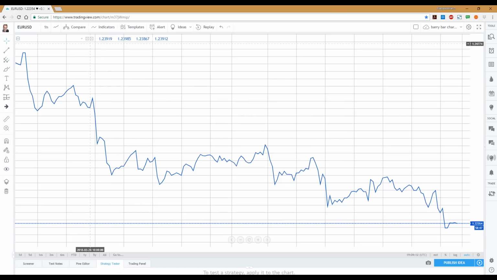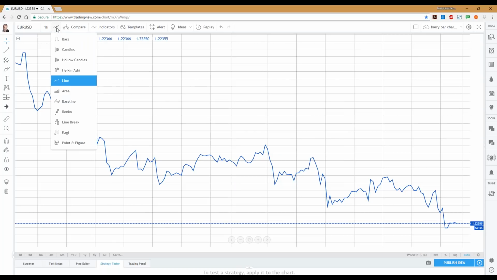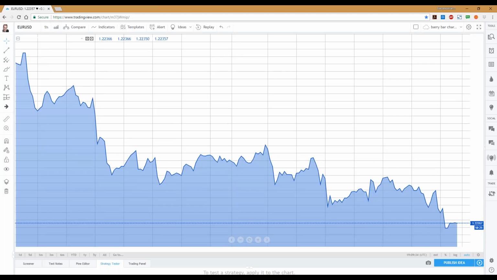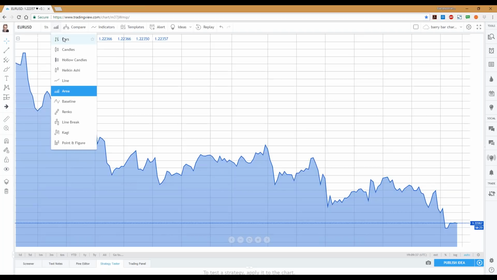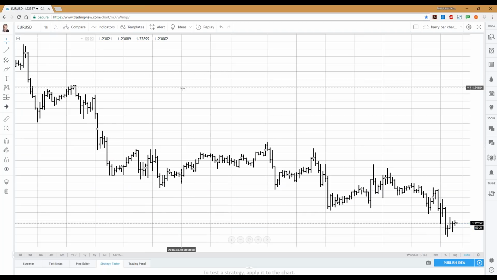Okay. The next chart, which is my favorite chart, okay, and you can see when I've used the drop down here, all the different types of charts that are out there. Okay, almost all of these are just variations of a bar chart, a line chart, and a candlestick chart. Like an area chart is just a bar chart with the bottom colored in. So bar charts are my favorite charting method.